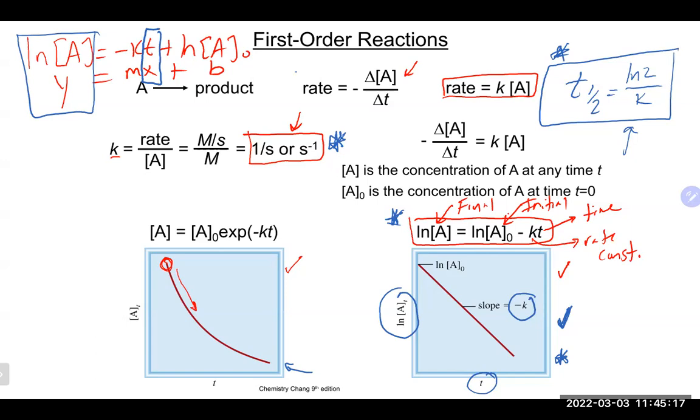Any questions on that? Now, when we talk about orders of reactions, first order, second order, zero order, these are very common orders for reactions. As you think about most reactions you've probably seen, if you think about the number of reactants, a lot of reactions may just have one reactant, right?